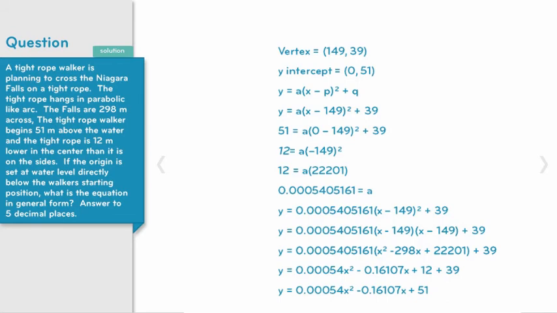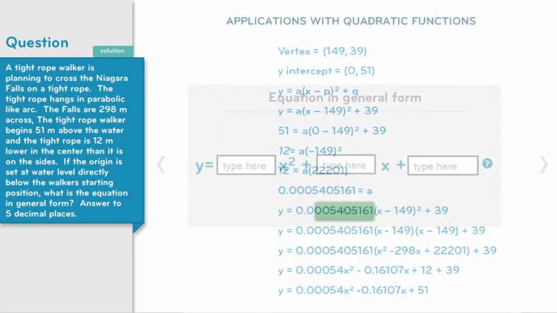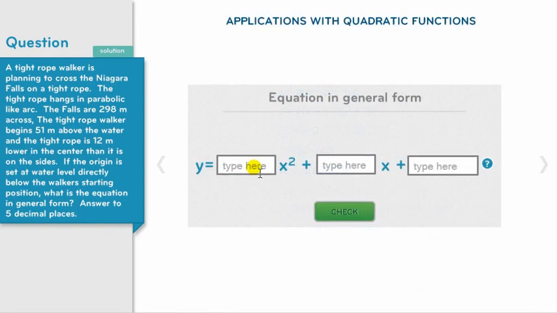is great. So we've got an a value of 0.00054, a b value of negative 0.16107, and a c value of 51. Alright, so let's fill in our answers. Our a value is 0.00054. Our b value is negative 0.16107. And our c value is 51.